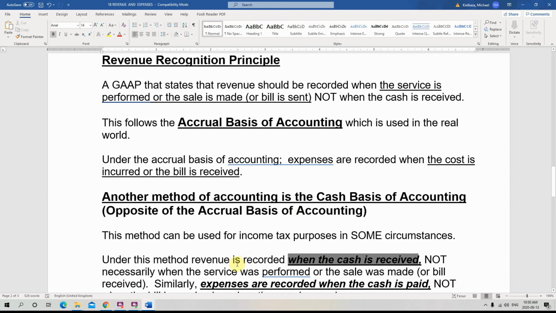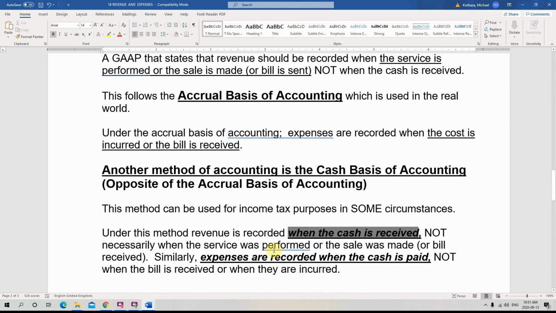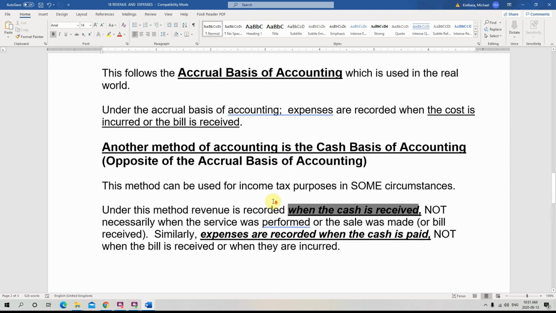So under the cash basis of accounting, revenue is recorded not necessarily when we perform the service or we send the bill. It's when we get the cash. And we don't record expenses when we receive the bill, okay, or we obtain the service. It's when we pay for the expenses. Okay, now this is confusing to some extent, but you'll understand it in the example below.